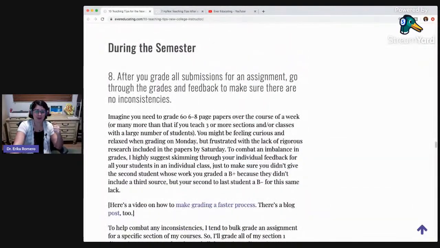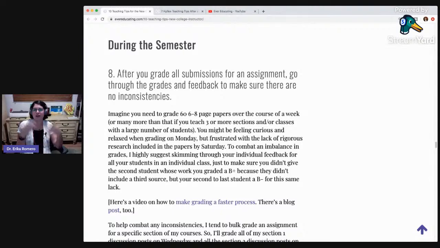Okay, then during the semester, so after you grade all submissions for an assignment, go through the grades and feedback to make sure there are no inconsistencies. In this case, this is especially speaking to me as an English professor. If you're teaching a math course and you're just having math exams, it doesn't really apply.